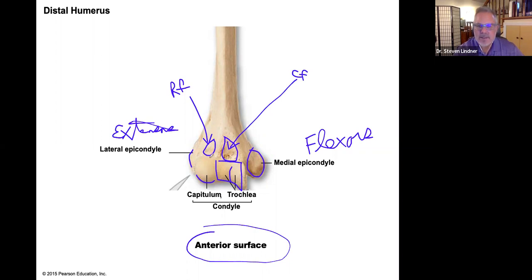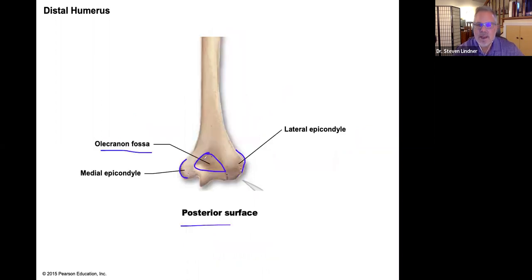When the elbow flexes, the head of the radius fits right into the radial fossa, and the coronoid process of the ulna fits in the coronoid fossa in flexion. Whereas the olecranon process fits in the olecranon fossa in extension.